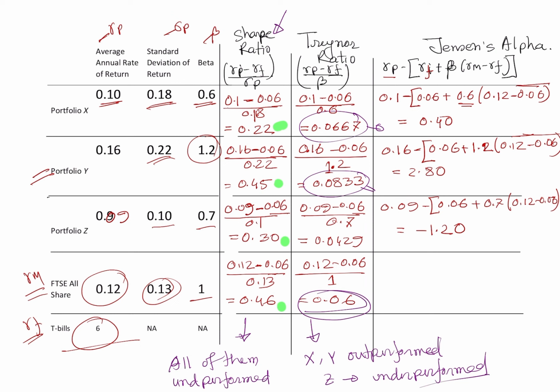Now, we can compare Jensen alpha with each other, not with the market. If we compare Jensen alpha with each other, which is not in the question but maybe comes up in the exam, we can see portfolio Y is better, this is number 1, and this is number 2, and this one is actually making less. Its alpha is negative, so it's giving us less return than taking all of this risk.